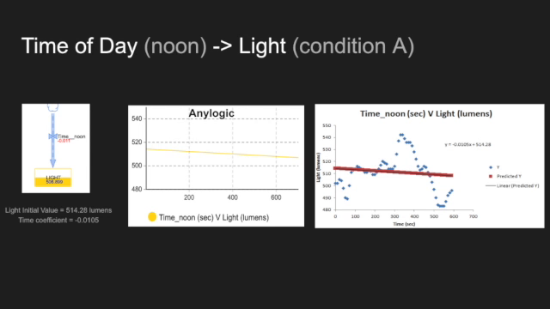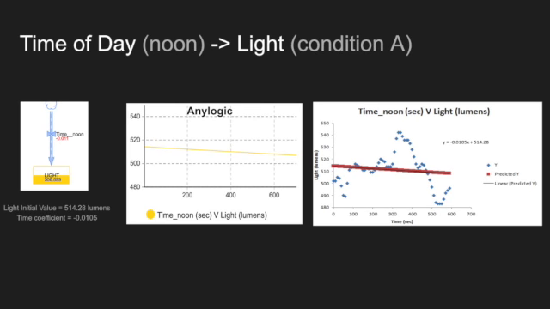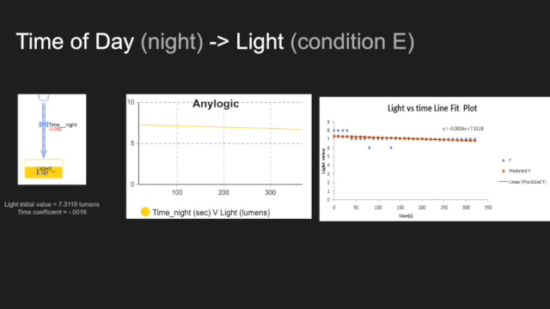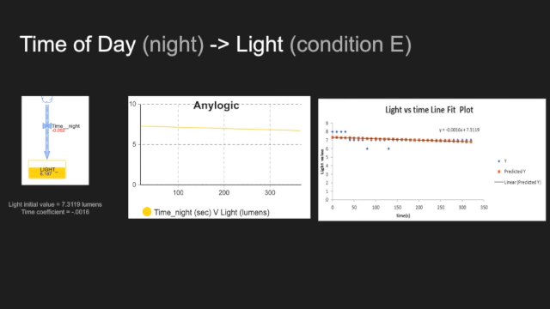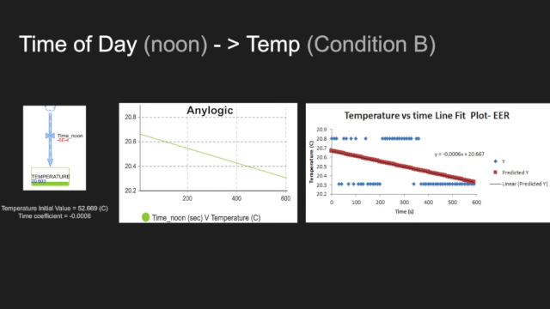The coefficient was the changing rate of time at noon, which decreased lumens every second. Comparing the model graph to the linear regression approximation graph, the model appears to be relatively accurate. Quality of the sensor as well is impacting the accuracy of the data. The model of time impacting light at night seems more accurate. This makes sense though, because the light is more constant at night. Next, time of day at noon, impacting temperature sensed.